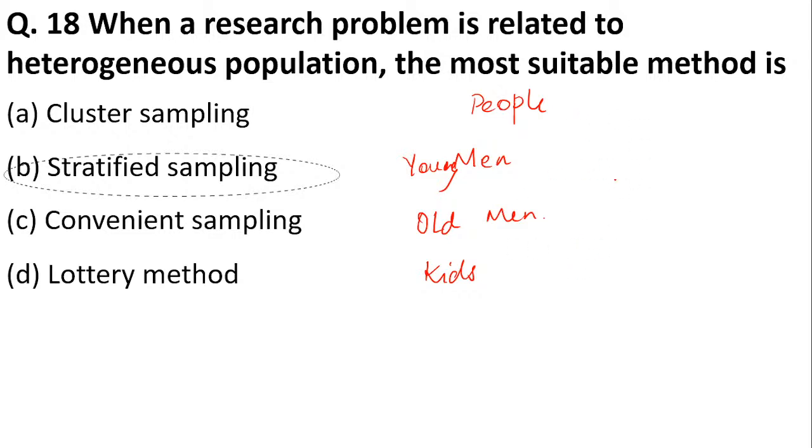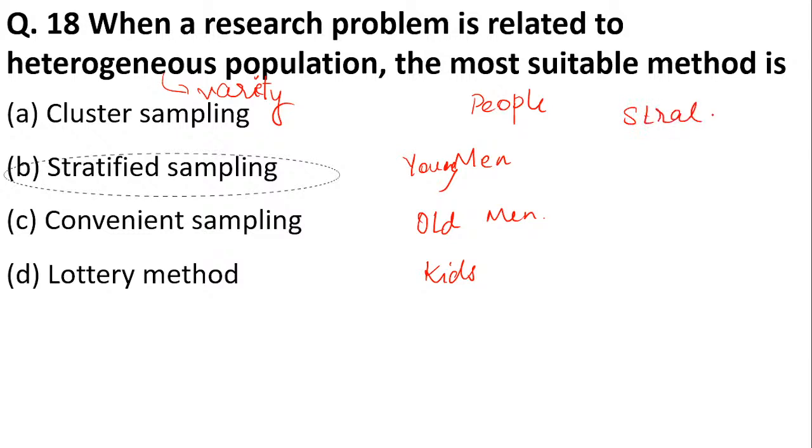So the population is heterogeneous. Heterogeneous means there is a lot of variety in the population, it is not the same. So at that time what you do is you do stratified sampling. In stratified sampling, you will divide this population into different strata.